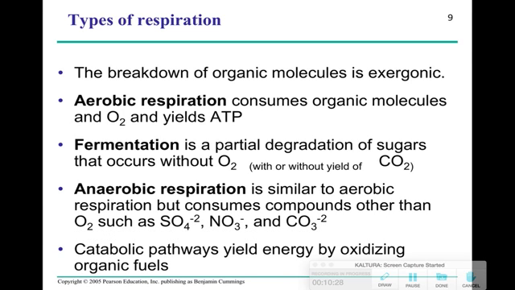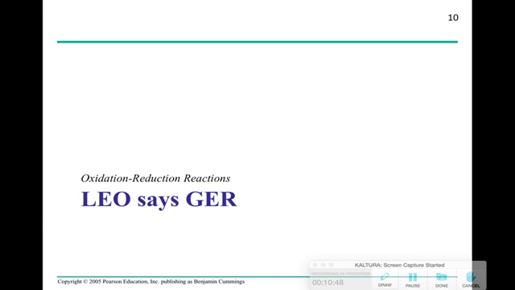So remember, catabolic pathways yield energy by oxidizing organic fuels. Oxidizing does not mean oxygen is involved. Oxidizing means breaking it down and releasing electrons. That is oxidizing. So let's understand what is oxidation, and the opposite of oxidation, that is reduction. Coming to oxidation-reduction reactions, make sure that you have copied all the notes from the previous section of the video and are ready for the next section.